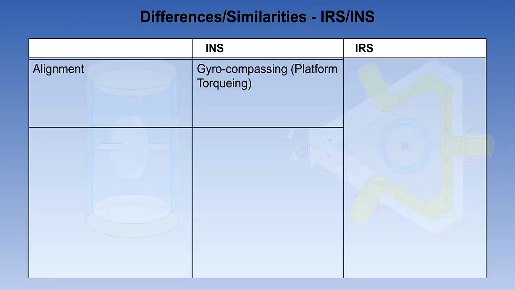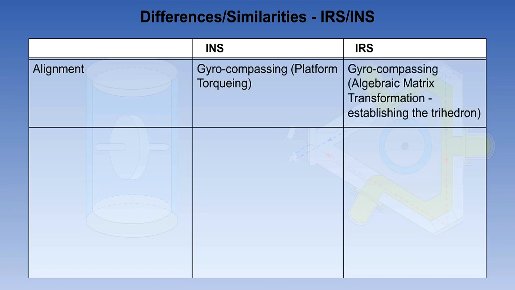Alignment in INS is carried out by means of gyrocompassing, that is sensing the direction of east from Earth rate and then torquing the platform until no further Earth rate can be detected. The platform must then be pointing north. Alignment by gyrocompassing also takes place in IRS but by algebraic matrix transformation. It is alternatively known as establishing the trihedron.